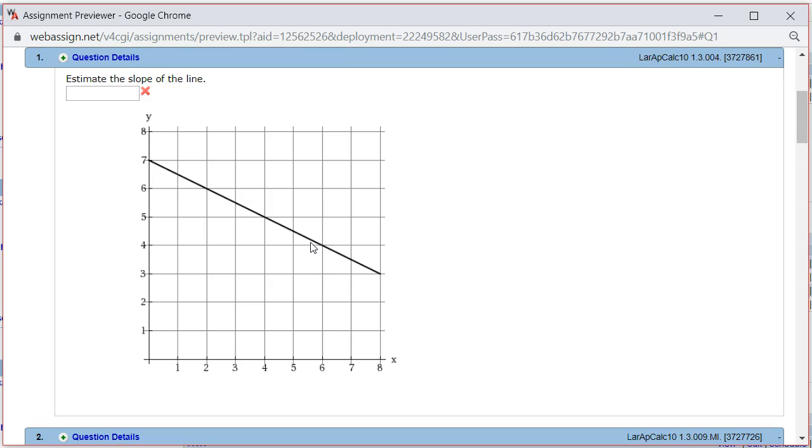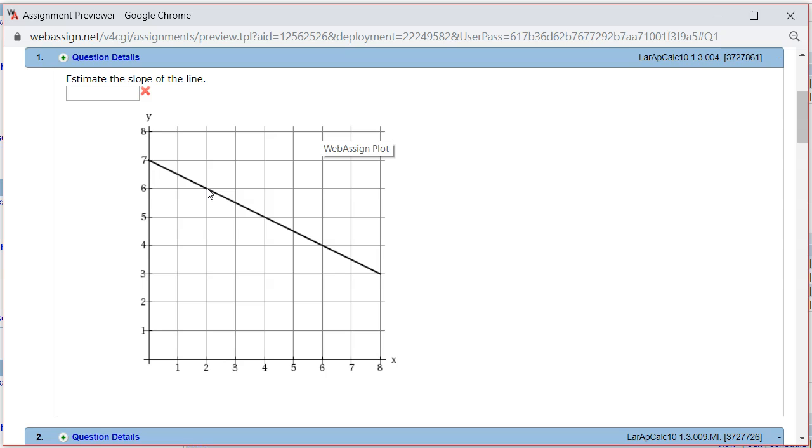Hi, let's look at homework 1.3, problem number 1. Let's find the slope of this line here. Pick two nice points. I'm going to just pick this point right here and pick another point right here.